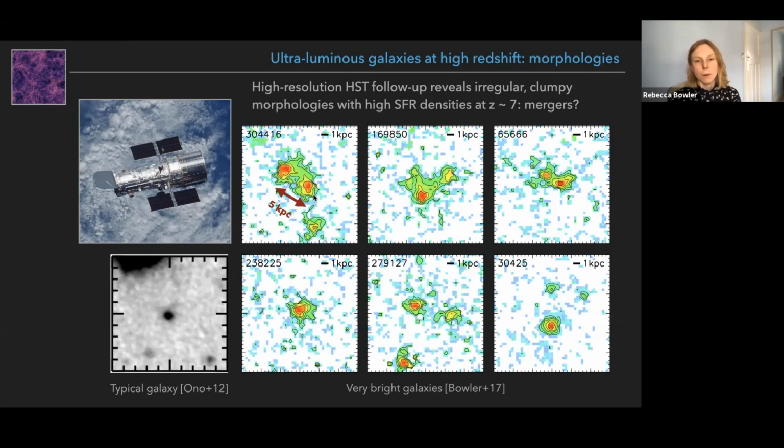And what we think is happening here is potentially these are mergers. So these are merging galaxies at redshift 7, and it's the merging of these smaller, fainter galaxies that then gives a boost in the star formation that we observe. So really exciting. And these clumps themselves are separated by 5 kiloparsecs, which is really quite significant.